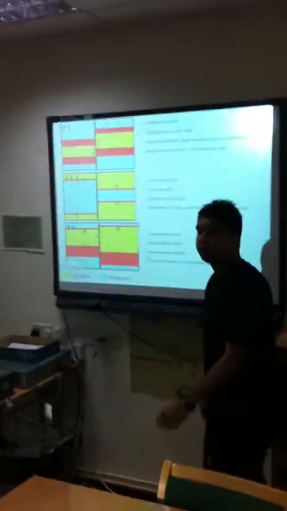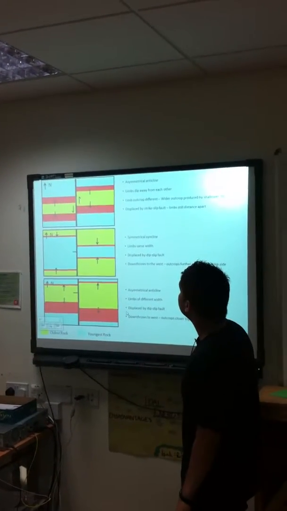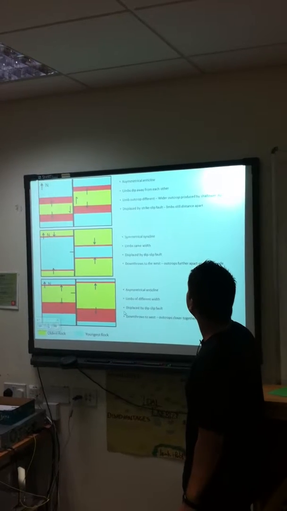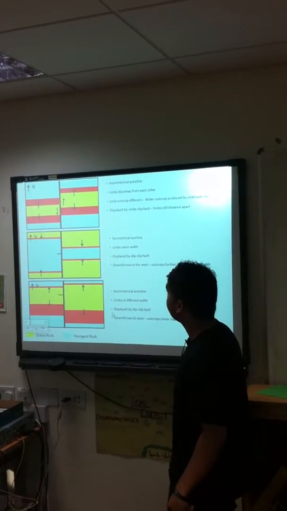This is how you identify faults in a map. The top is an isometrical anticline. The limbs will separate from each other and the outcrop will be produced by shallow dip. It's displaced by a strike-slip fault.